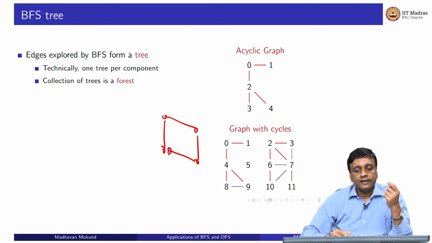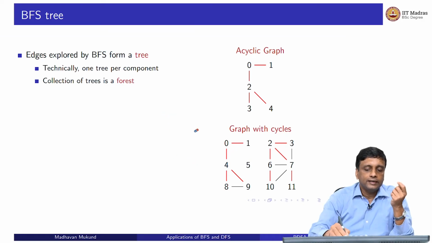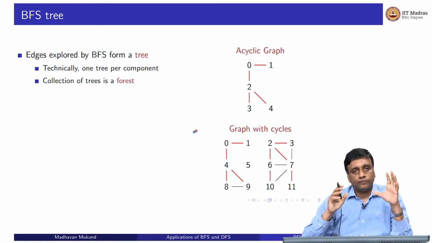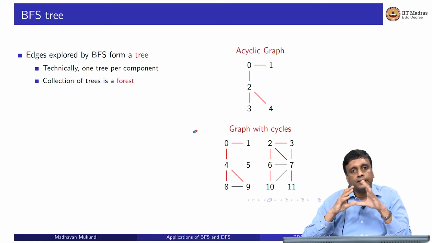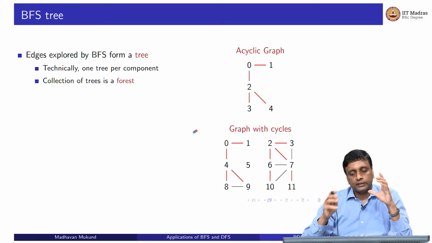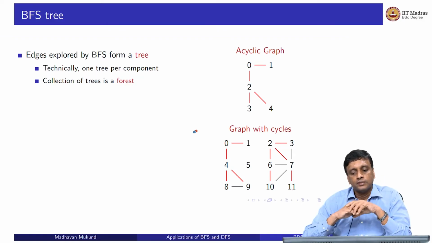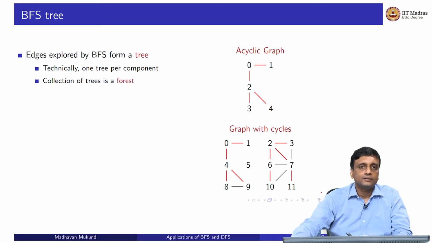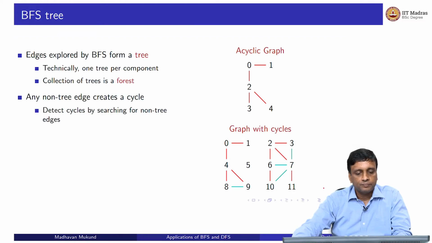Now, of course, technically it will not be a tree, because a tree is a connected graph on n vertices, and this may not be a tree in that sense, but it might be a collection of trees. Like on the bottom here, these red edges are what BFS might do, and it forms a collection of trees, and a collection of trees, from the English term, is called a forest.